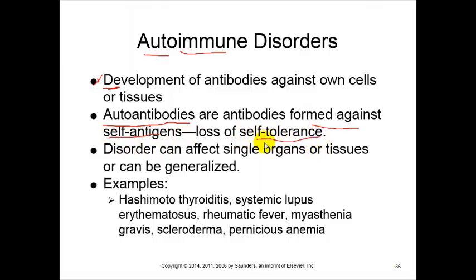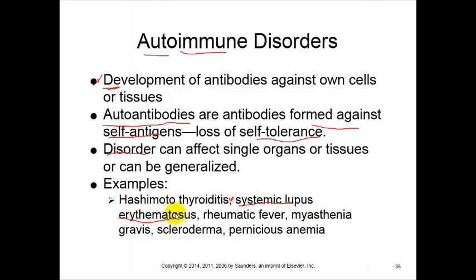And this really isn't any kind of joke, because it can have very bad results. And depending on where the self-antigen is found throughout our body, it can either affect one organ or lots of tissues. It could be very localized or very generalized. An example of a localized one would be Hashimoto's thyroiditis, where we're attacking the thyroid. Systemic lupus erythematosus is a more systemic, generalized one, affecting the digestive system, the skin.